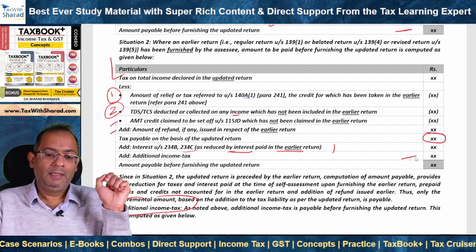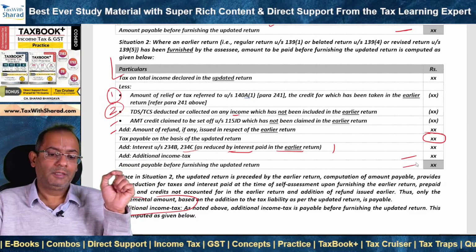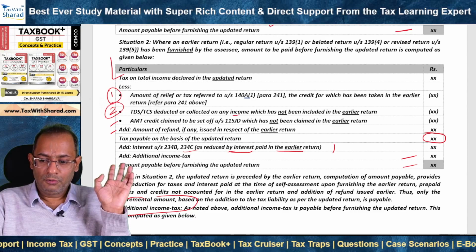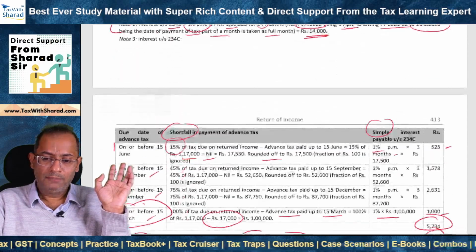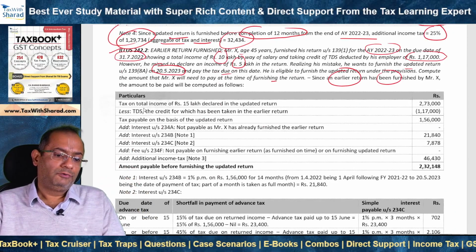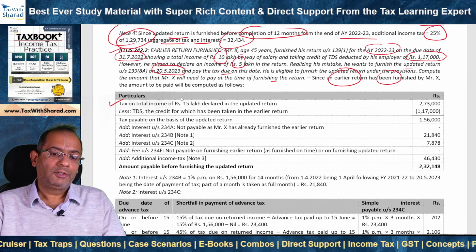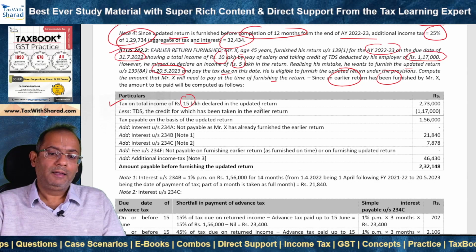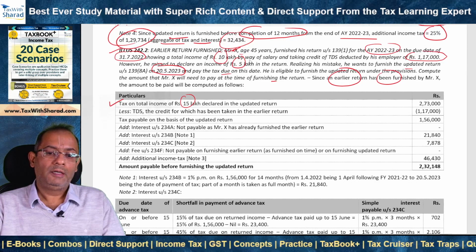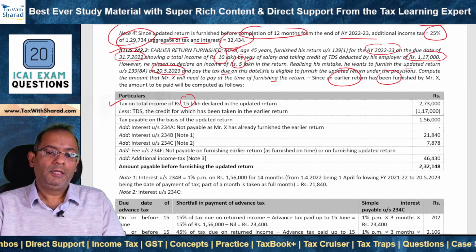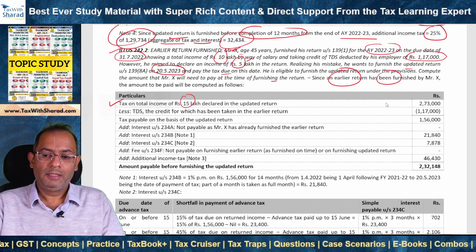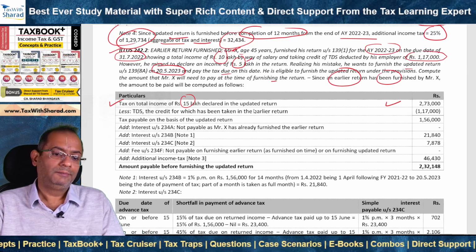And then we will add the amount of additional income tax. This will give us the amount payable before furnishing the updated return. So let's quickly go back to the illustration. So first what we will do, we will compute tax on total income of rupees 15 lakh declared in the updated return, because 10 lakh was declared in the original return and 5 lakh of additional income is now being declared. So 15 lakh is the total amount of income on which tax comes to 2,73,000.